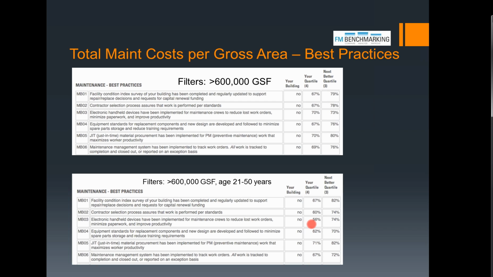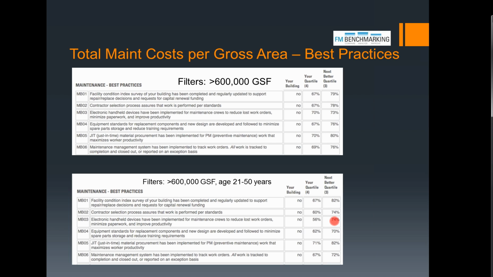On a look at MB03, electronic handhelds have been implemented for maintenance crews. That's a really significant 56 to 74%. So almost a 20% increase between the fourth and the third quartile on those devices.